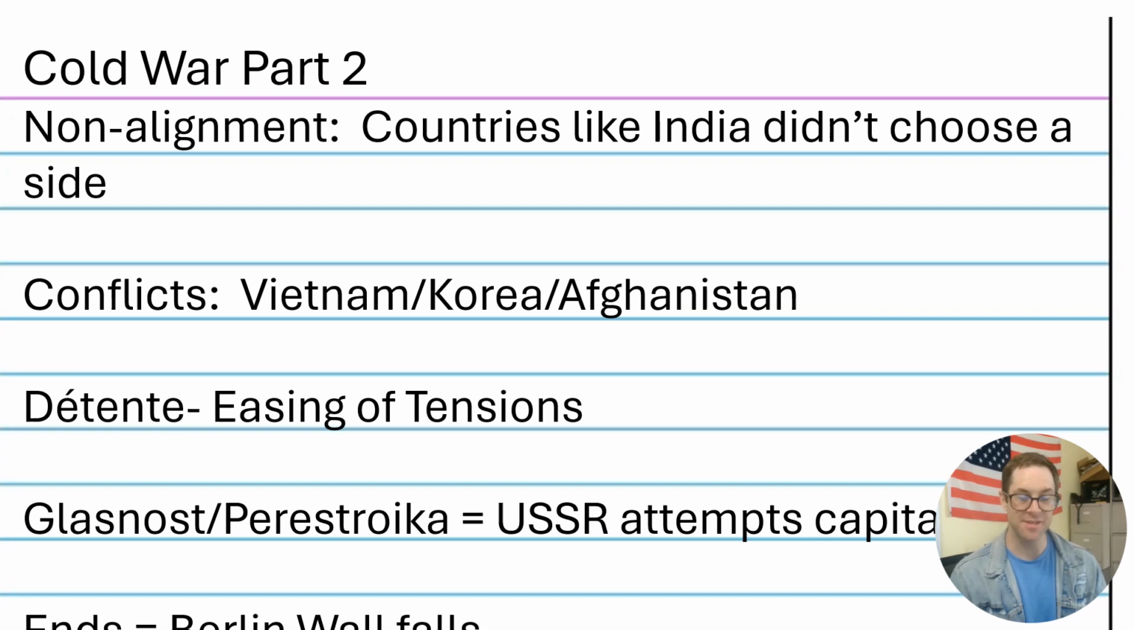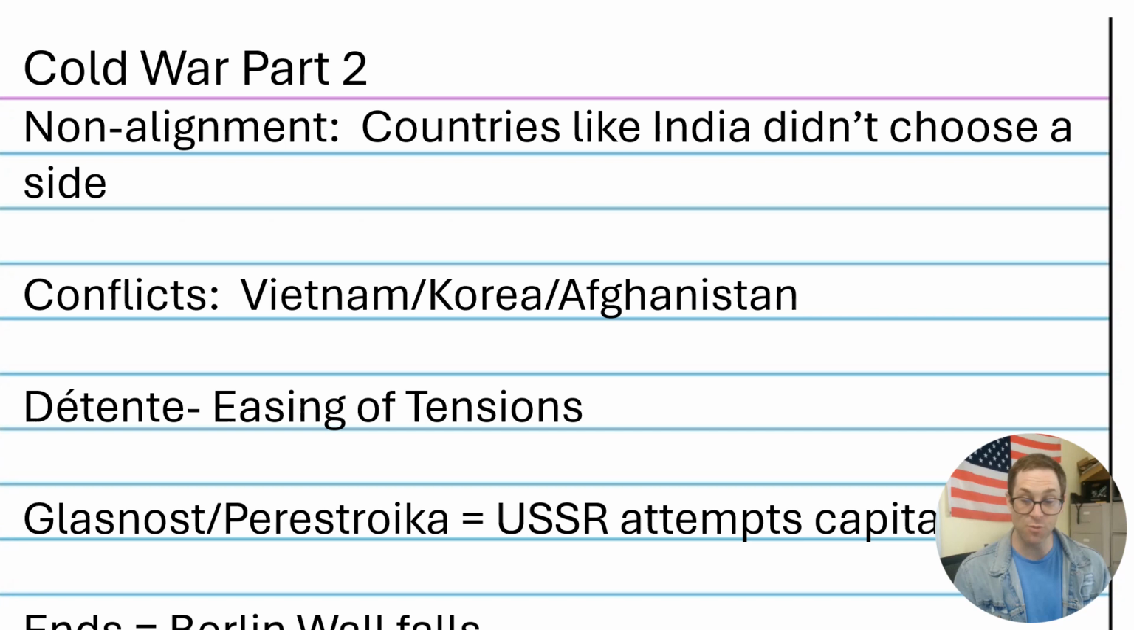Other ideas are this idea of non-alignment. While other countries were choosing whether to be communist or democratic, countries like India will famously choose to be non-aligned so that they can receive benefits from both sides. The famous conflicts for the spread of communism come in Vietnam, Korea, and Afghanistan, until eventually we come to this period of détente, where they want to ease their tensions.